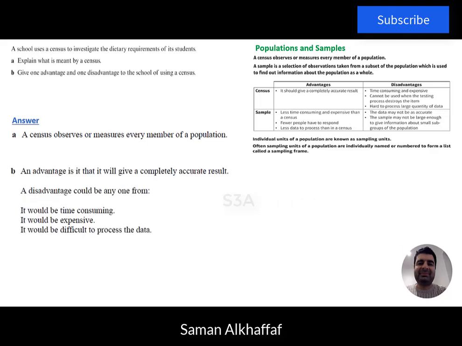Now, in this scenario, an advantage is that it will give a completely accurate result. A disadvantage could be one of the below. It could be time consuming, it could be expensive for the school, and it could be a difficult process; it will be difficult for the school to process all the data. So these are some of the disadvantages, and the advantage is that it will give a completely accurate result for the dietary requirements of the students. And this will be our answer for this question.